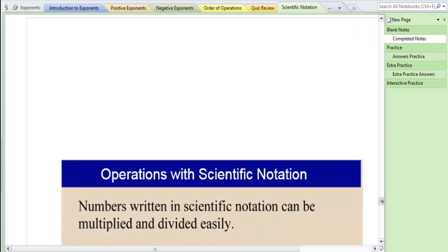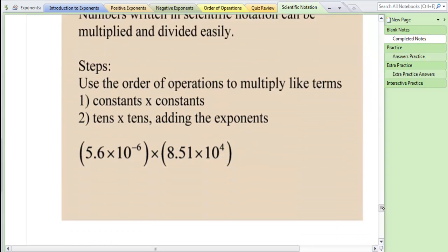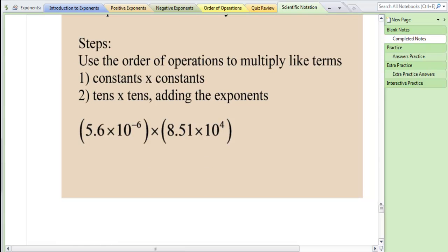Let's look at some more examples. So in this example, you're going to do the same thing that we did before. You're going to multiply your constants together, and you're going to multiply your base 10s together and add your exponents using your exponent rule. You can use a calculator to multiply 5.6 times 8.51, but please do not use a calculator for anything else. And then once you get your answer, you may need to change it into scientific notation if it's not already. So give that a shot.